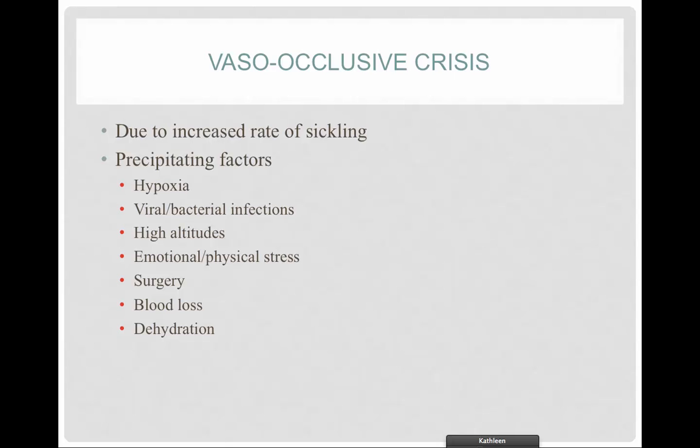Vaso-occlusive crisis occurs because of an increased rate of sickling, and the patients present with hypoxia. They can present with viral and bacterial infections. High altitudes can cause the crisis, as well as emotional and physical stress, surgery, blood loss, and dehydration.